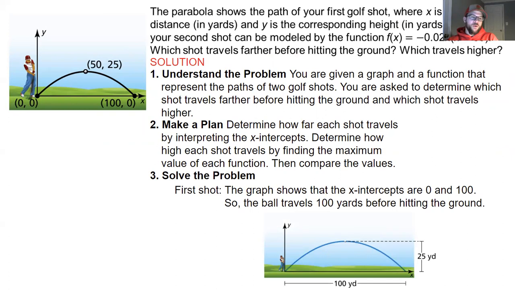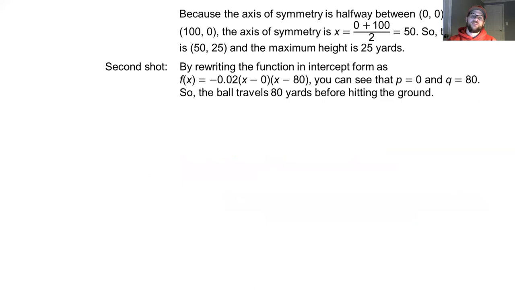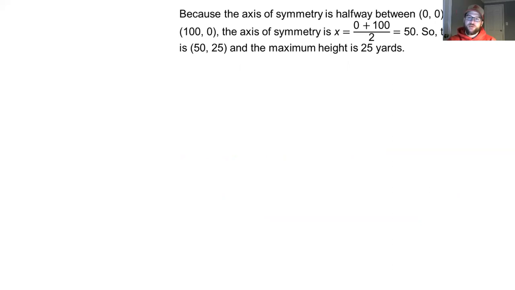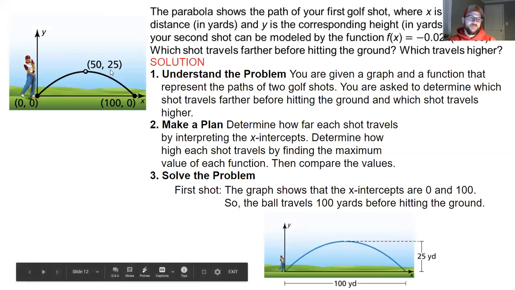Compare those 2 values and see which one is the most. First, we're given in the graph that the maximum value is 25 at the vertex, and the x-intercept of 100 means that it traveled 100 yards away from him, but 25 yards in the air. So that's just interpreting the picture that's given. Next step, we need to identify the values of the equation of the first one. Your axis of symmetry is halfway between, by taking 0 plus 100 and cutting that in half. It's also labeled right there on the graph.